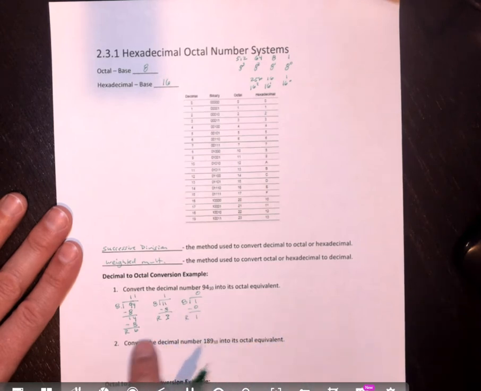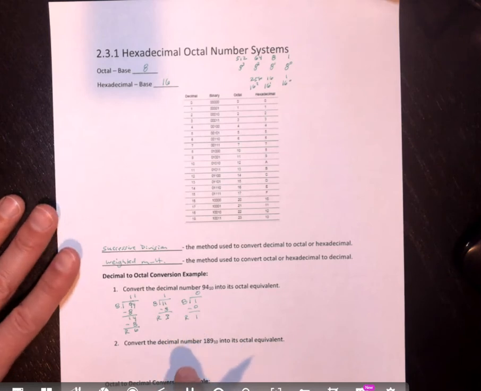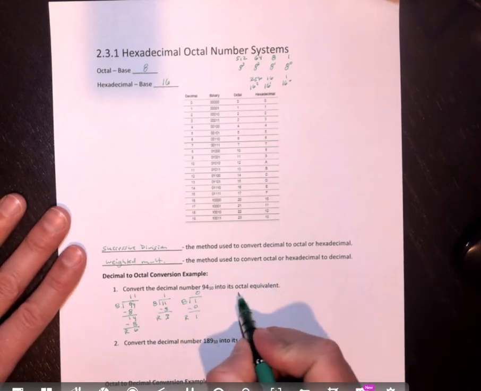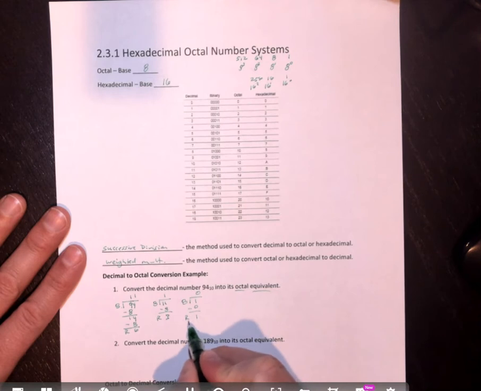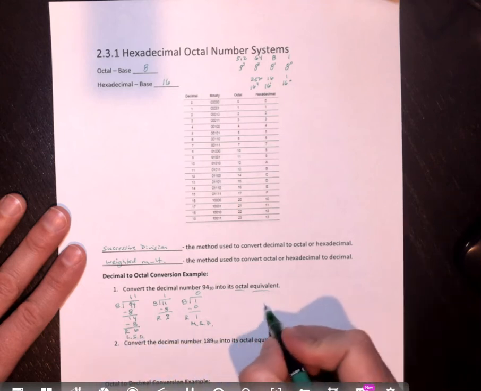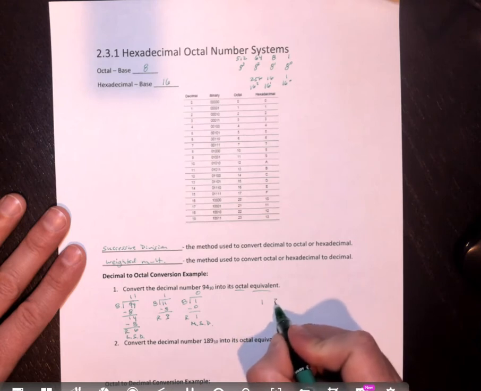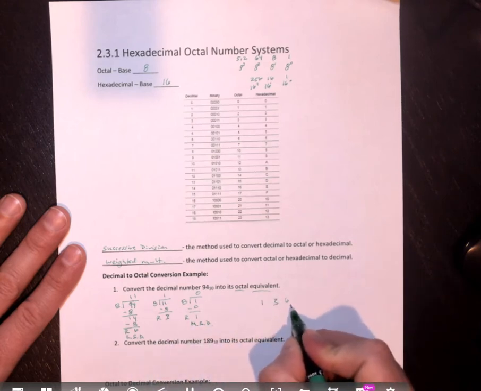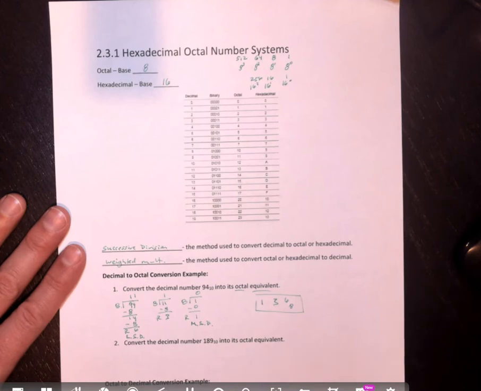At that point the remainders you have are the digits for your octal number. The last one is your most significant digit, and the first one is your least significant digit, so they're written in reverse order. So we have 1, then 3, and then 6, and that becomes 136 in base 8.